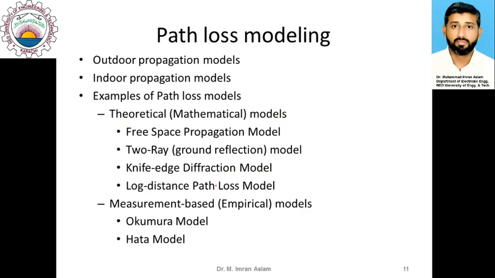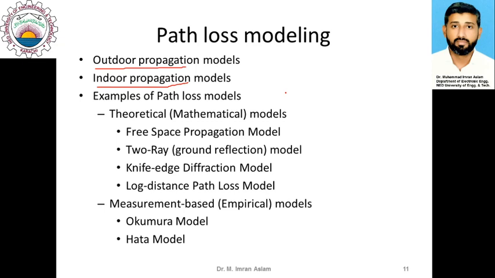Okay, now let us start our discussion related to path loss modeling. Actually, as I said, path loss modeling is important to estimate how much power we expect to receive at the receiver side when we transmit a certain amount of power from the transmitter. And this path loss modeling is done for outdoor propagation as well as for indoor propagation. So there are different models for outdoor propagation as well as different models for indoor propagation, because whenever we model a signal, we want to estimate the power for both outdoor and indoor cases.